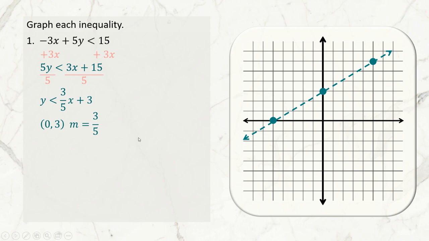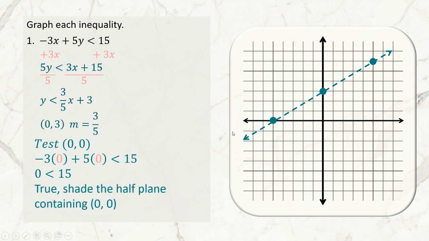Okay, now we want to pick a point. Again, an easy point that we can test is (0, 0). (0, 0) is not on this line. So let's plug 0 into our inequality. Okay, negative 3 times 0 plus 5 times 0 is less than 15. We get 0 is less than 15. And of course, we know that that's true. So we can shade the half plane containing that point. Okay, so we want to shade this bottom part here.